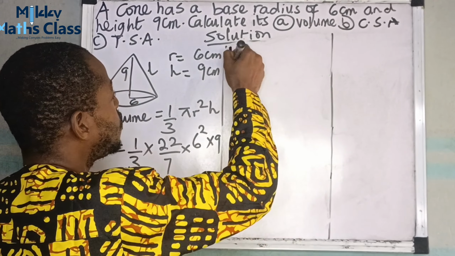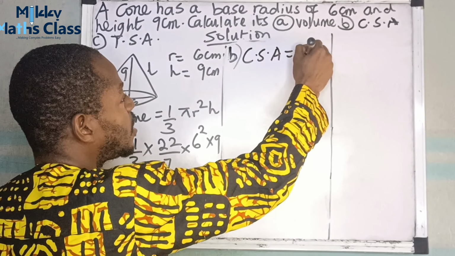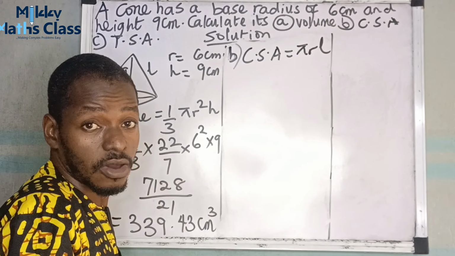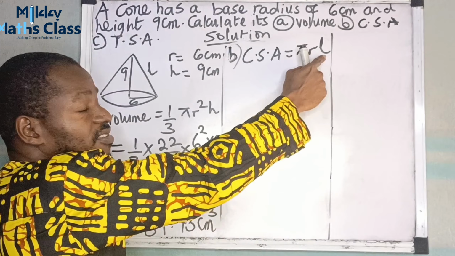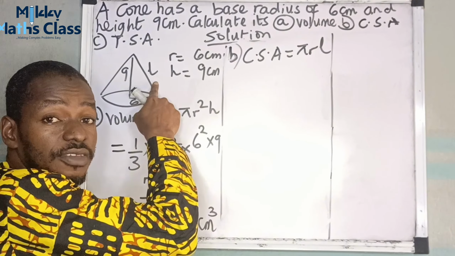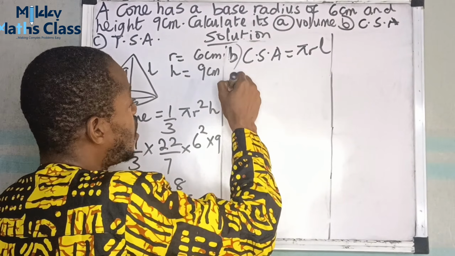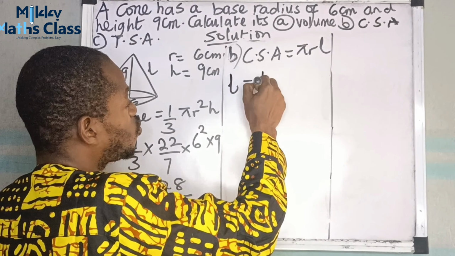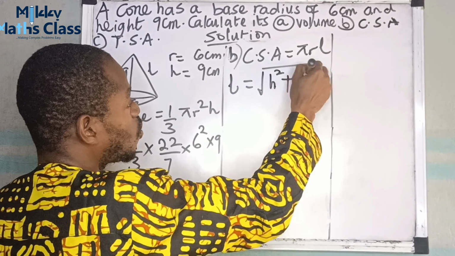The curved surface area of a cone is given by the formula pi r L. So from here, something is missing. That's our L, which was not given in the question, so we have to find it. We use the Pythagoras theorem to find it. Our L is equal to the square root of our h squared plus our r squared.